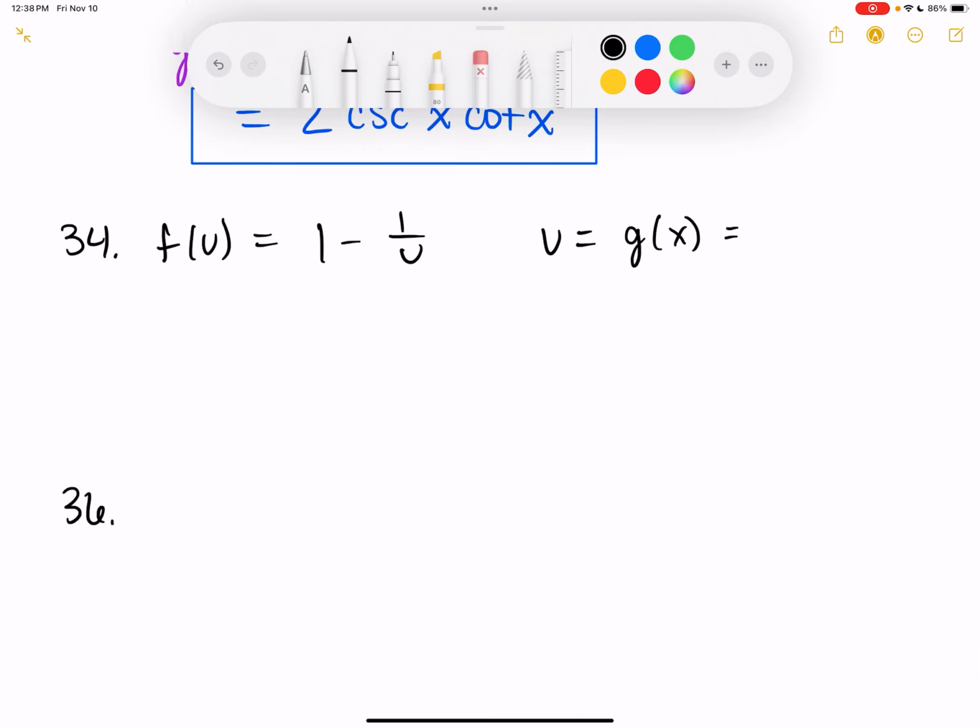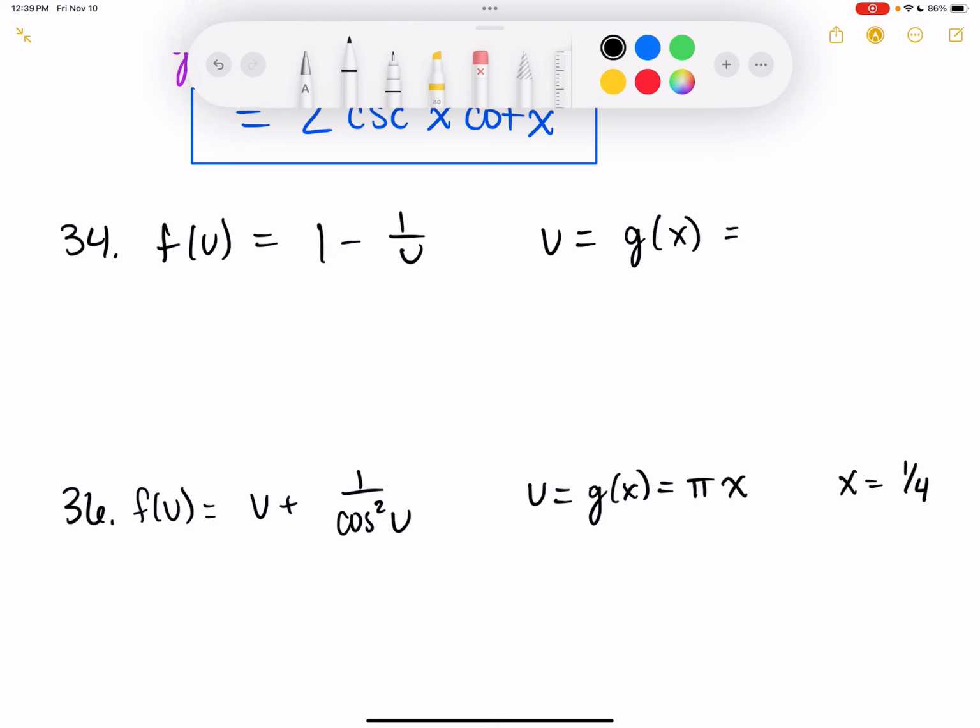All right, 36. F of u is equal to u plus 1 over cosine squared of u. And u is equal to g of x, which is equal to pi x. And x is 1/4. So I'm taking the derivative of f of g of x. So basically I'm taking the derivative of f, and then the derivative of g, and then this gets plugged in anywhere we see u, because u is equal to g of x.